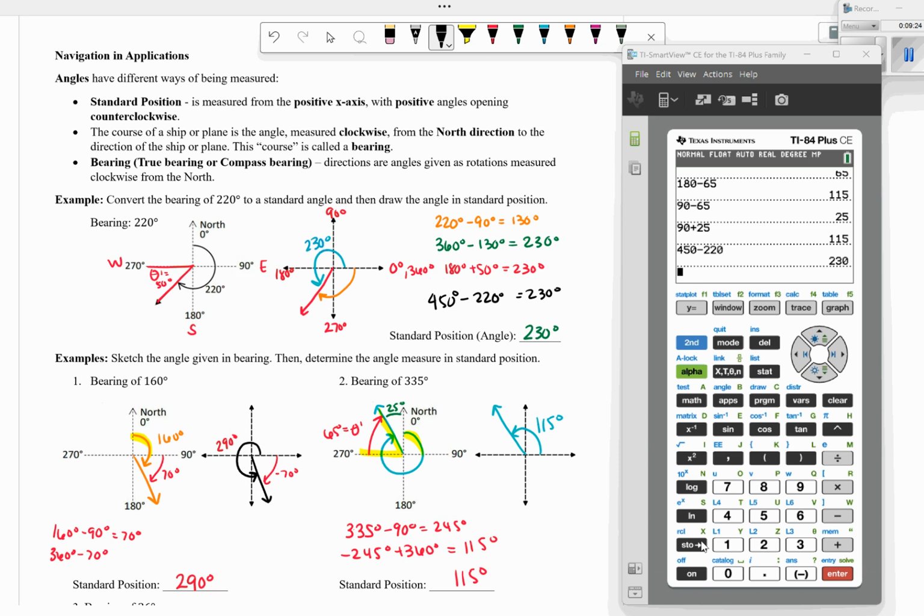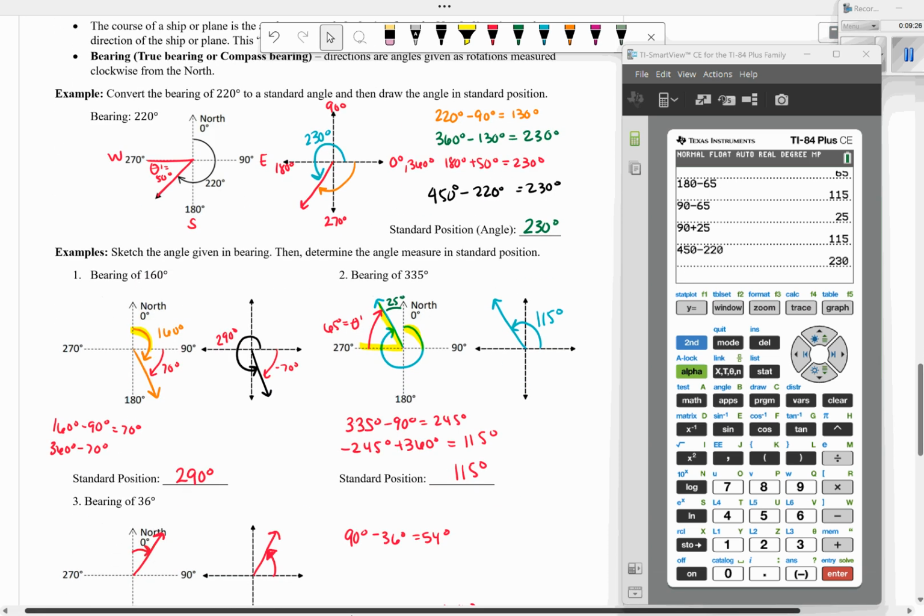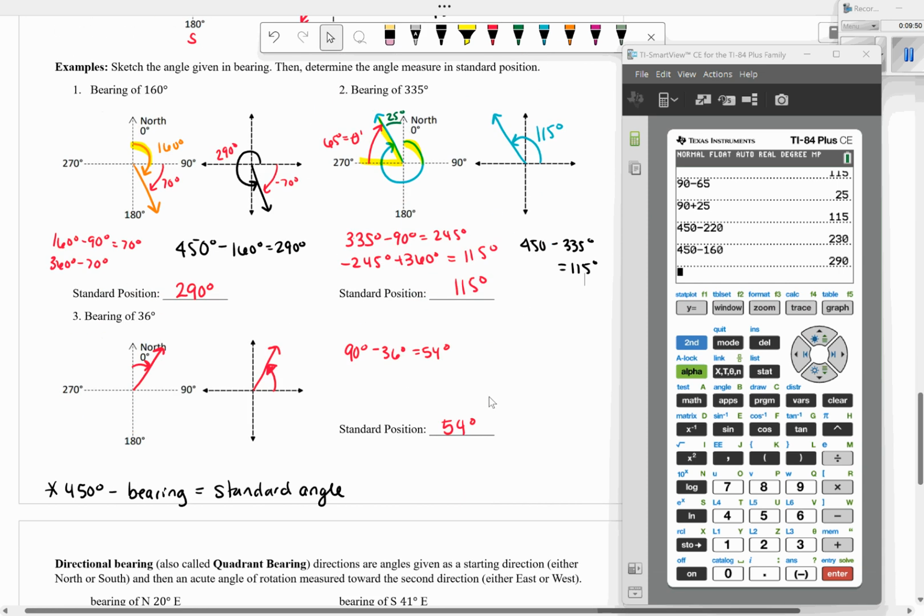So just another way of looking at it. Same thing with the next example, 450 minus 160 gives me 290. And over here, if I were to take 450 minus 335 degrees, I would get 115 degrees. And again, that's because we subtracted the 90 and then found the coterminal angle.